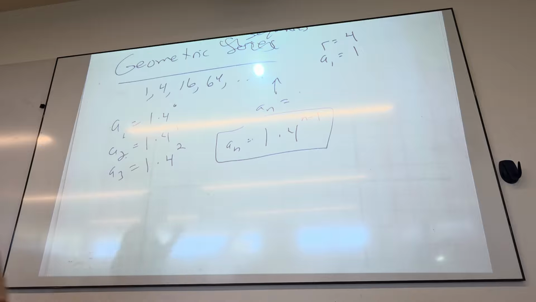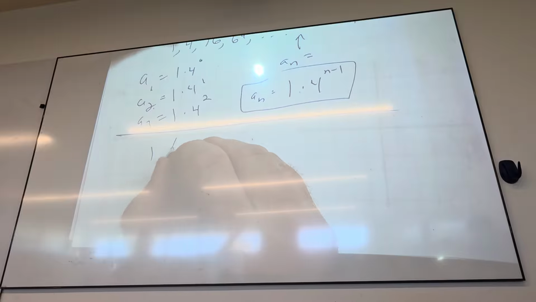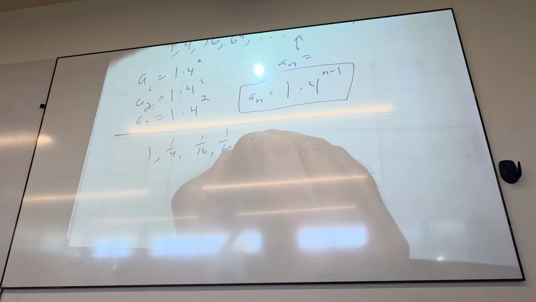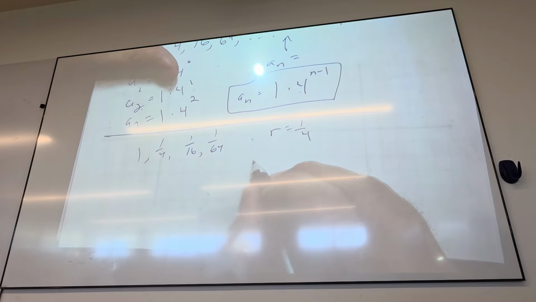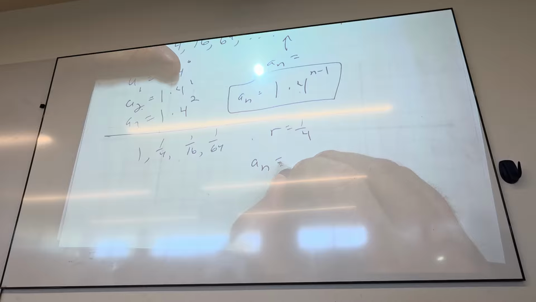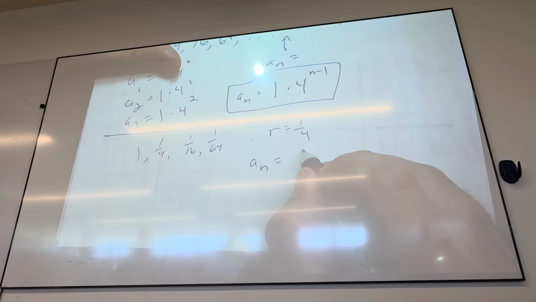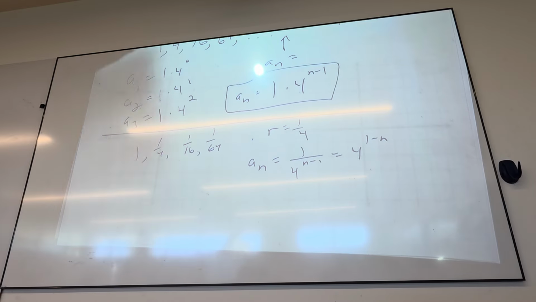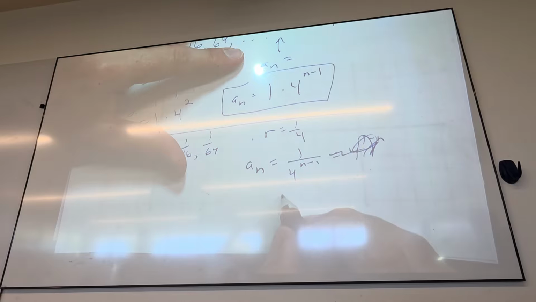So what if I do this? 1, 1/4, 1/16, 1/64. Now what is R? R is 1/4. Can anyone figure out what An would be? 1 over 4 to the n minus 1, or you can call it 4 to the 1 minus n, which is neat. But let's not do that. Let me show you a slightly better way to write this. And this is kind of neat. Let me see if you guys are with me on this.